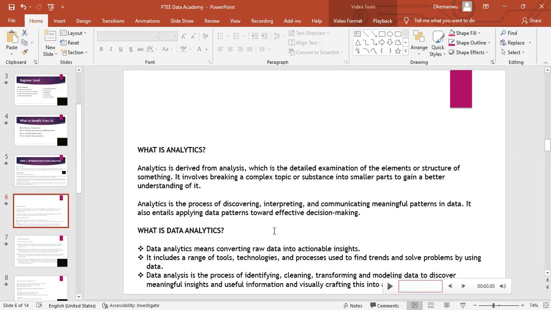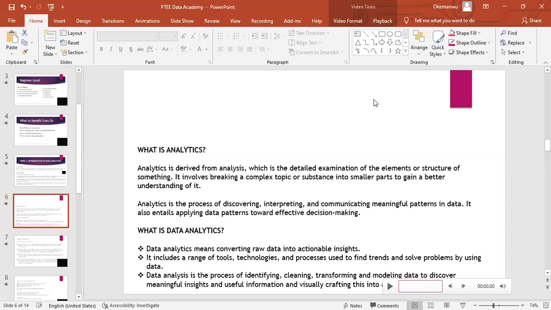So when you're trying to get a breakdown of something to gain a better understanding, that is the process of analytics. When you're trying to gain a breakdown of a complex topic to gain a better understanding of that particular item or that particular moment, it is what we call analytics.